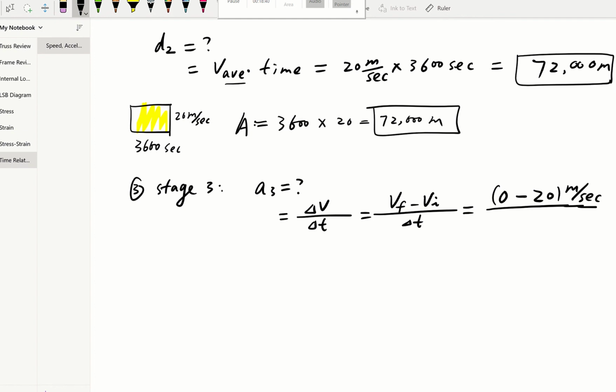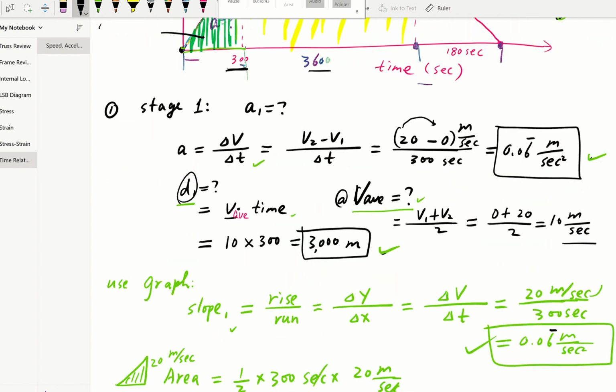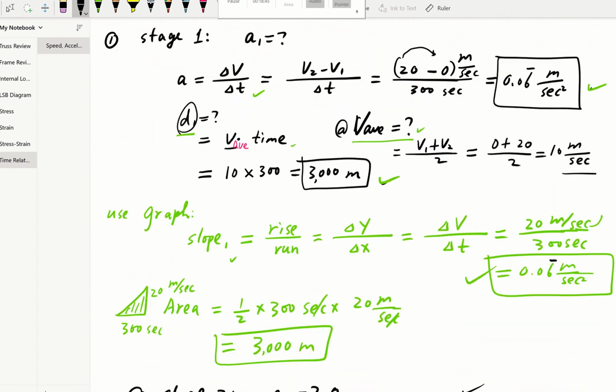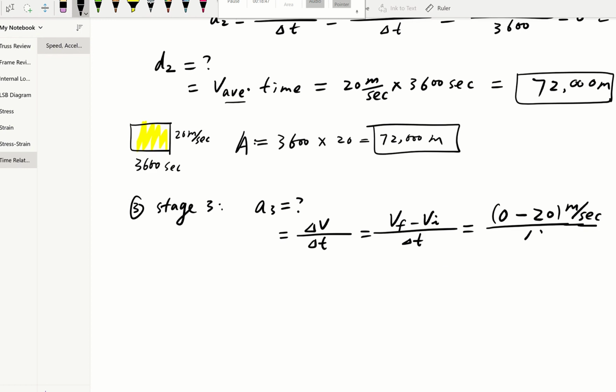Then divide by time, and this deceleration process takes 180 seconds. So divide by 180 seconds. Then we got our answer. It will be 20 divided by 180, so it's about 1/9 meter per second squared for acceleration. But what you realize is it's a negative value. And it's expected, right? It's a deceleration process. So the final speed is going to be less than the initial speed. We will get a negative value.